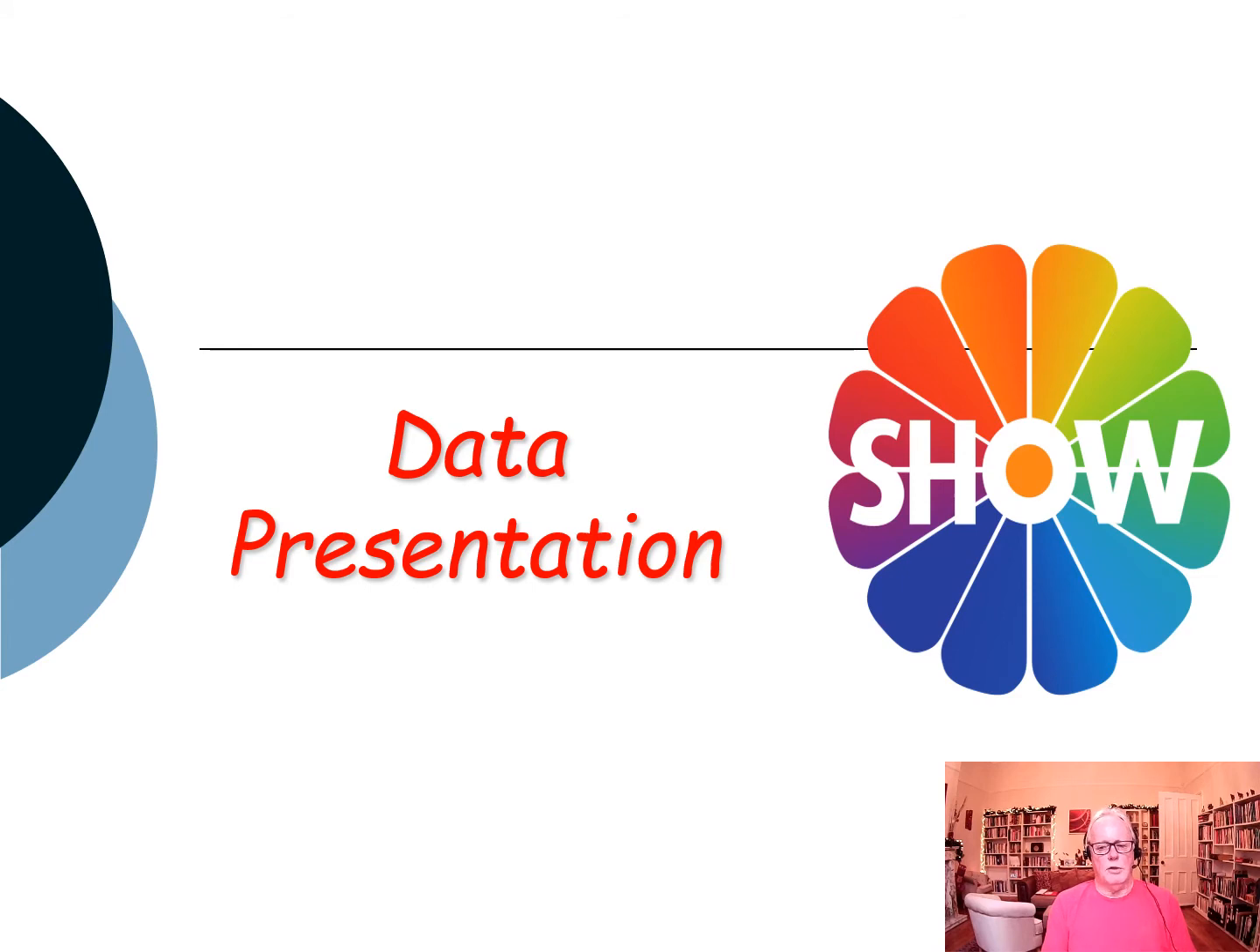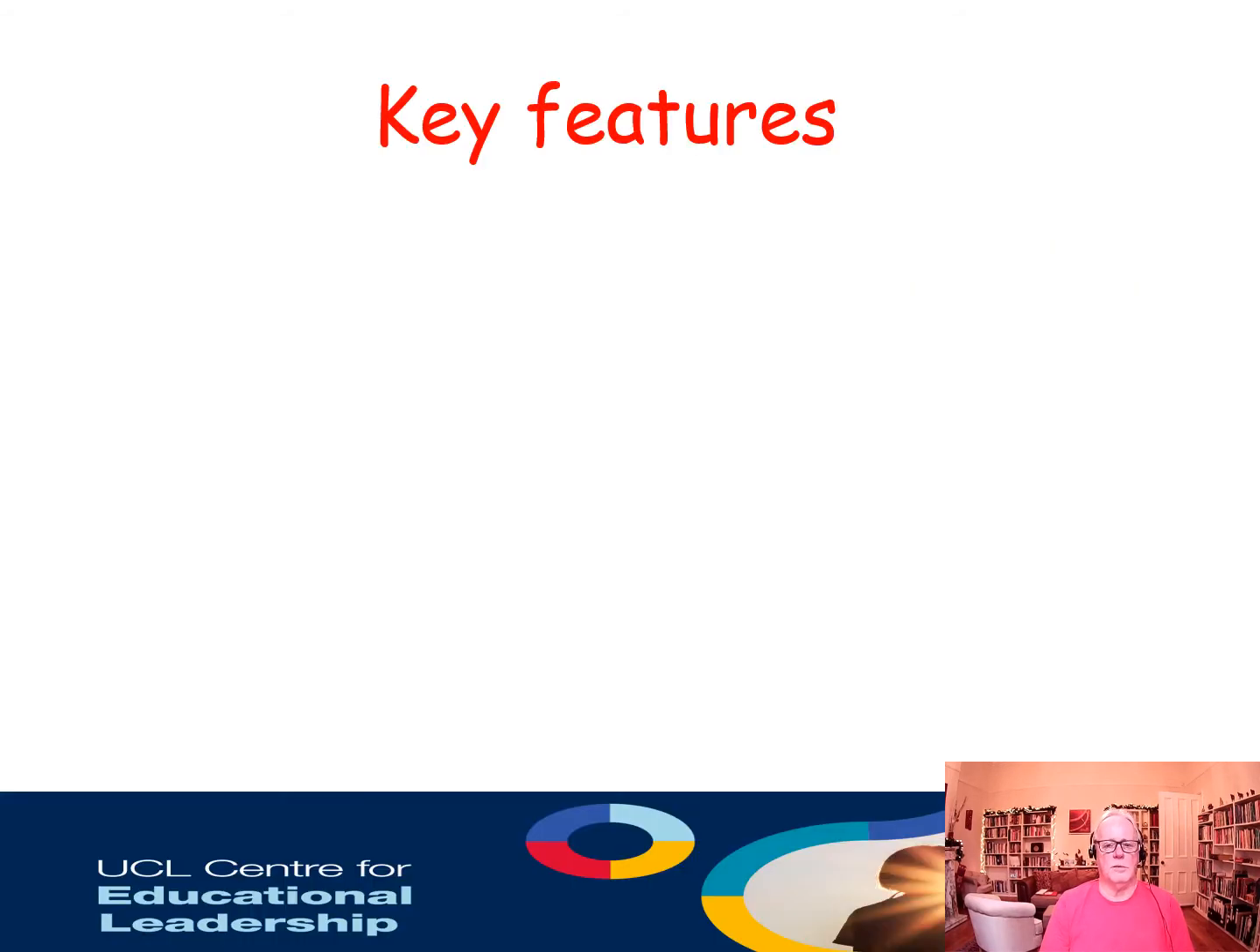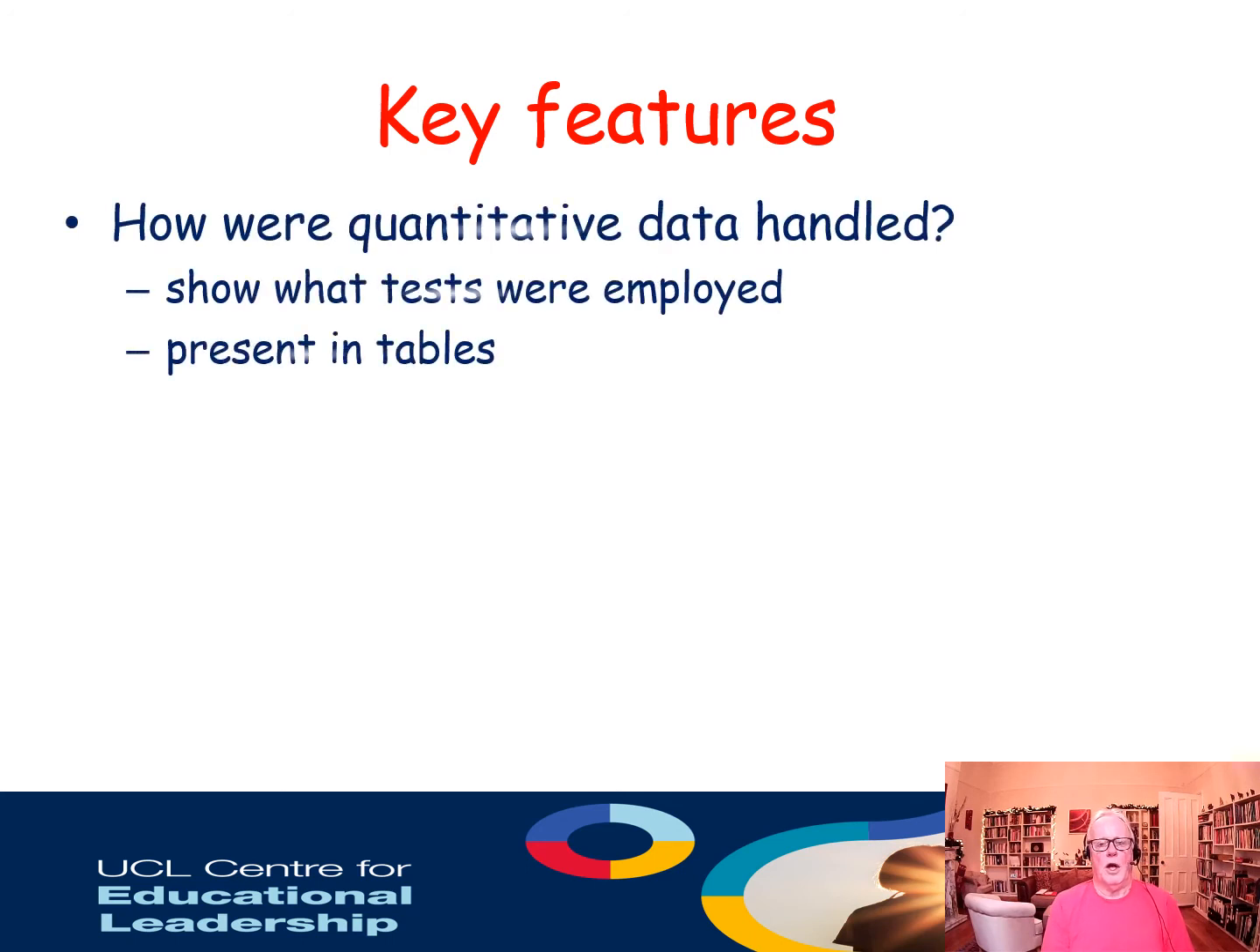So now you've got to do the data presentation. What is it that you're going to be able to show from your data? It generally falls into the findings chapter. Sometimes people want to do findings and analysis, they find it easier. I always get a bit confused when people are analysing before they've actually presented the data. So your data presentation has to be the key features, okay? If it's quantitative data, how did you handle it? What tests were employed? What is present in tables? Okay, or what can you present in tables? So your key features of data handling in quantitative data are those.